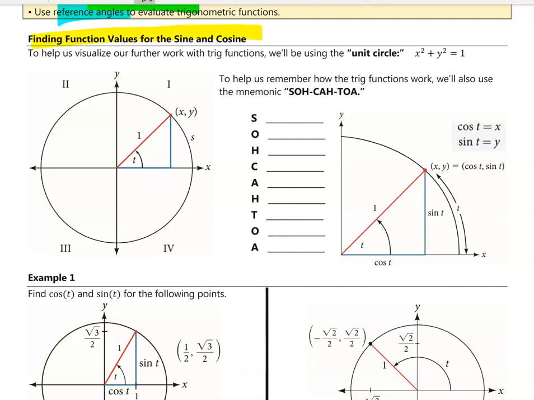To help us visualize our further work with trig functions, we'll be using the unit circle. Remember, x squared plus y squared is equal to 1 is very similar to a squared plus b squared is equal to c squared, which is our Pythagorean theorem. To help us remember how the trig functions work, we will also use the mnemonic SOHCAHTOA.